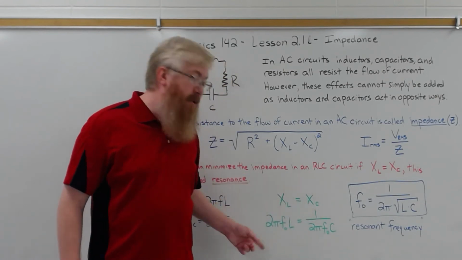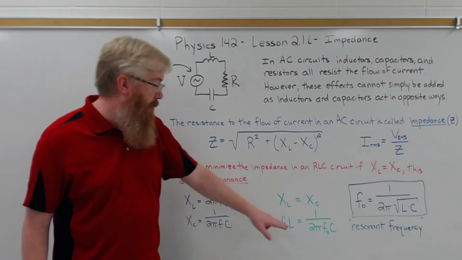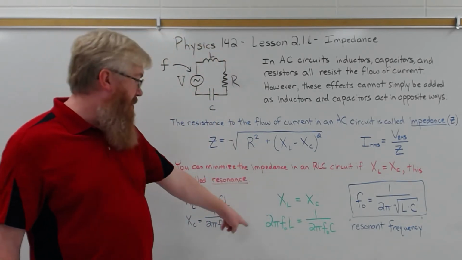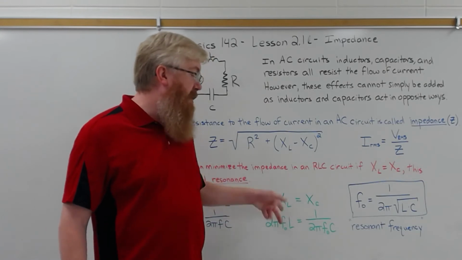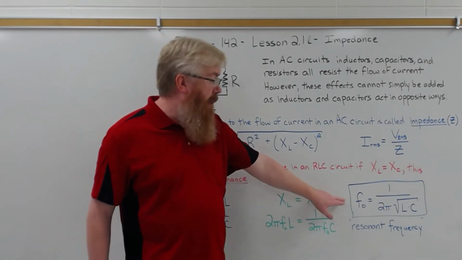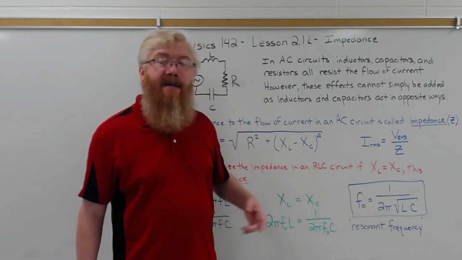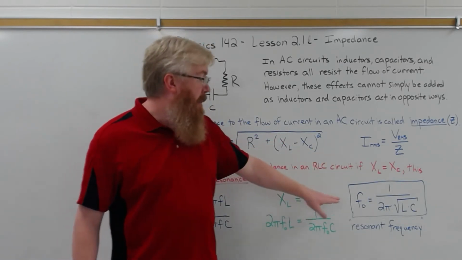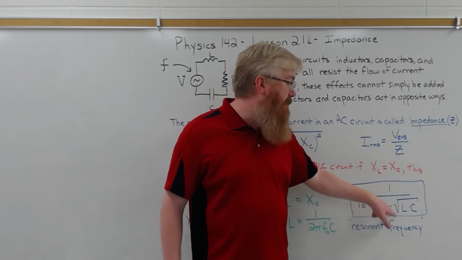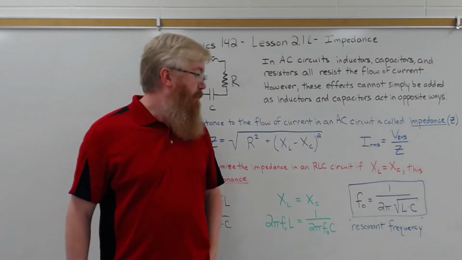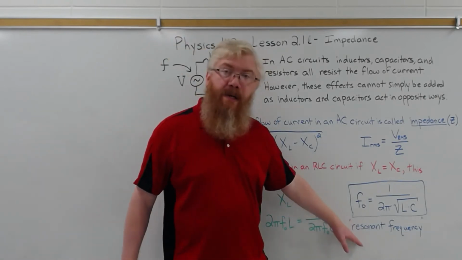Rearranging this equation, you should have the algebra chops to do that. Multiply both sides by F naught, divide both sides by 2 pi L to bring it over, take the square root, and you end up with this frequency that causes the reactances to be equal to one another, which is equal to 1 over 2 pi times the square root of the inductance times the capacitance. This is called the resonant frequency.